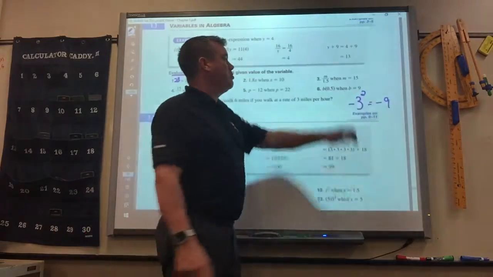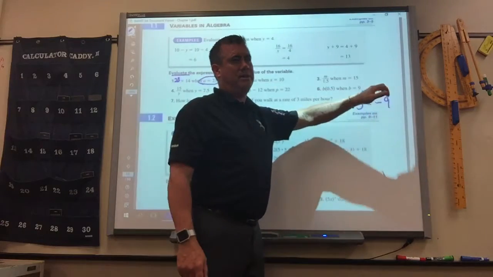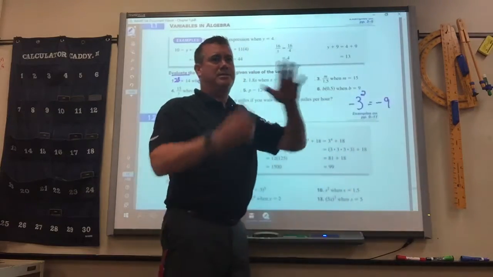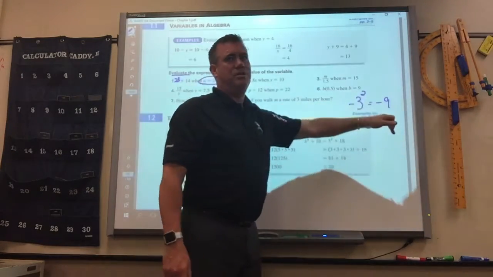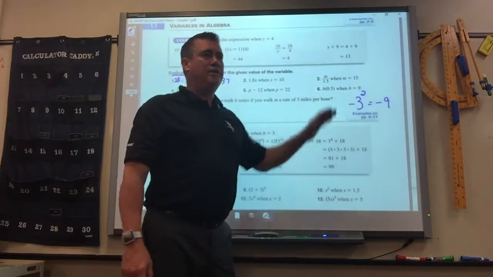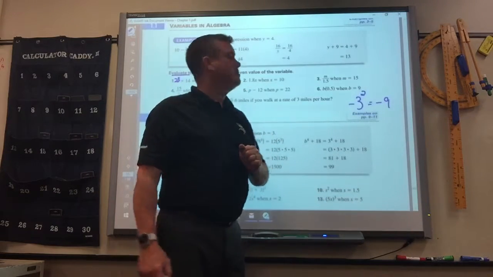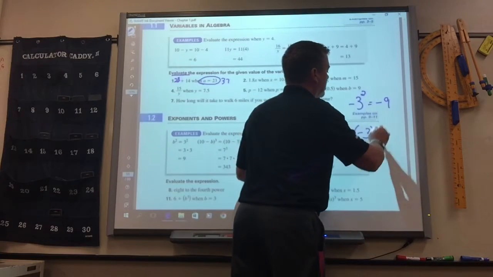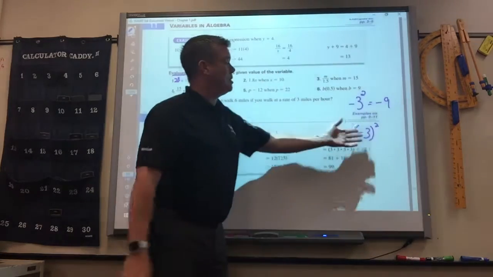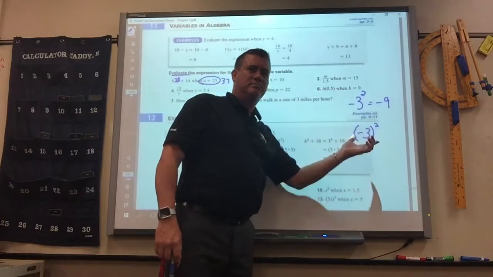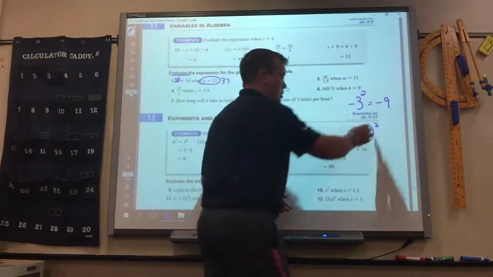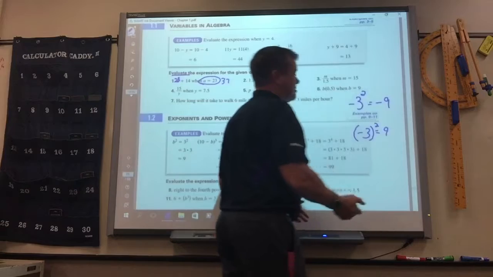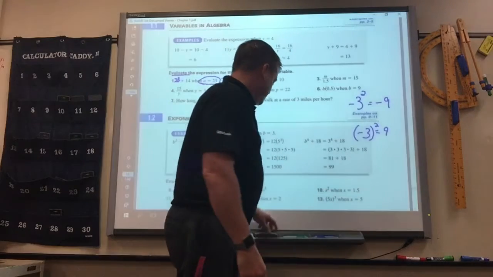These calculators, if you punch in negative 3 to the second, it'll give you positive 9. Because it's thinking that the negative is included. So you need to know that rule for these calculators. If they wanted the negative, then you would have to put it in exactly like that, or else just realize when you square a negative, it's going to turn positive. Okay?